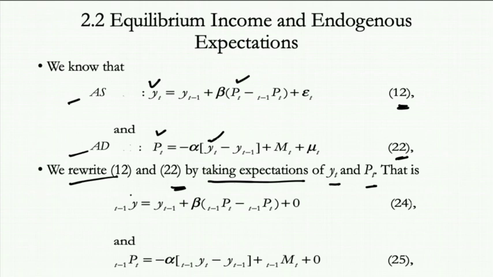So what we need to do here is that we rewrite 12 and 22 by taking expectations of YT and PT. So we see we have YT here, we have PT here, we have PT here, and we have YT here. When we rewrite it by taking expectation, you can see YT becomes T minus 1 YT, PT becomes T minus 1 PT. Same with this, this becomes this.